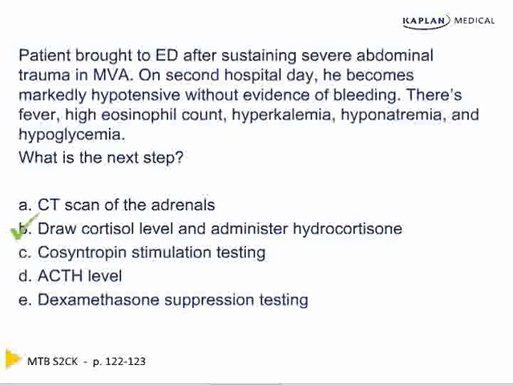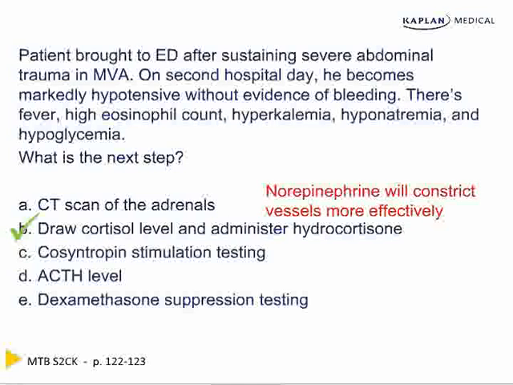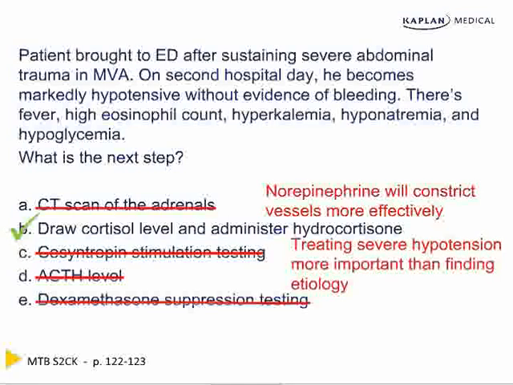do a cortisol level and administer hydrocortisone, because norepinephrine is going to constrict blood vessels more effectively when there are steroids on board. So norepinephrine will constrict blood vessels better if you have those glucocorticoids. And treating severe hypotension is more important than finding the etiology. So a CT scan of the adrenals is good, and a cosyntropin stimulation test is good, and even ACTH levels sometimes. Dexamethasone suppression testing is the opposite. That's for hypercortisolism, not low cortisol. So choice C is important. It's not as important as preventing you from dying of hypotension today.